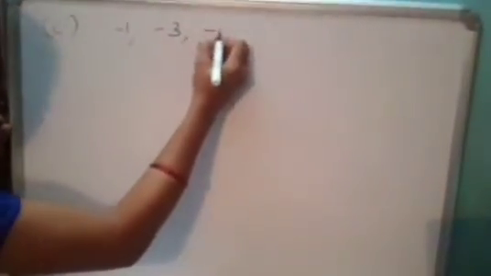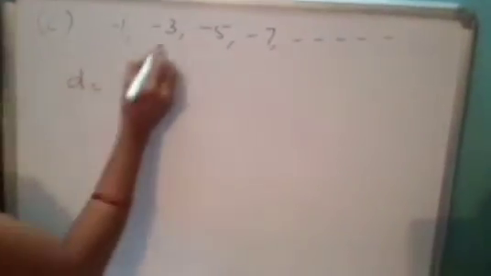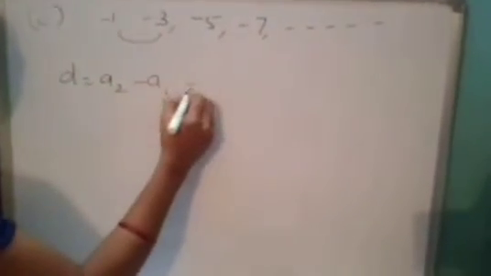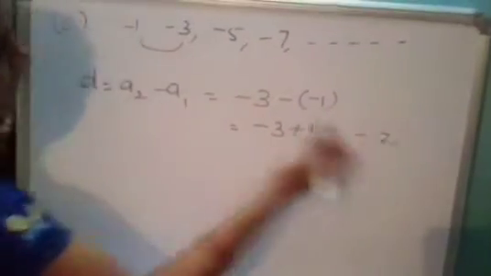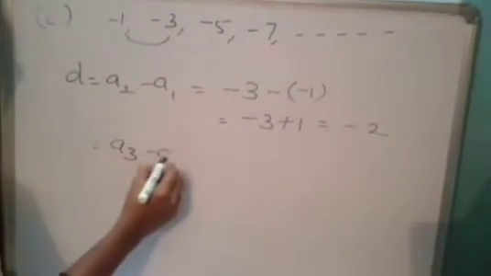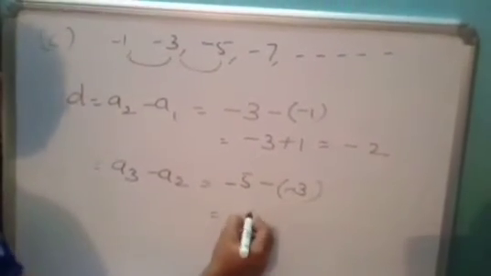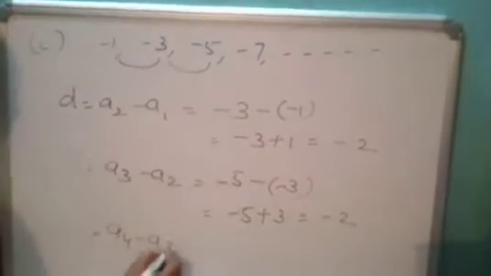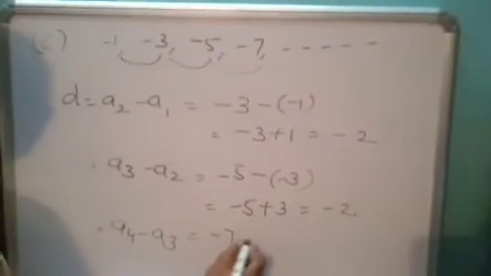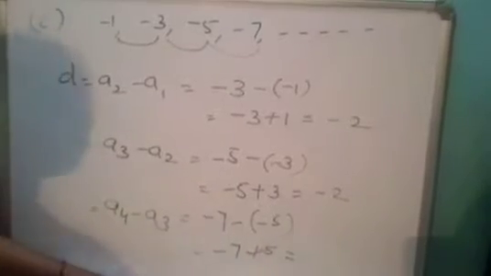Next: minus 1, minus 3, minus 5, minus 7 and so on. In this, common difference d equal to a2 minus a1 equal to minus 3 minus (minus 1), that is minus 3 plus 1 equal to minus 2. And a3 minus a2 equal to minus 5 minus (minus 3), that is minus 5 plus 3 equal to minus 2. Next, a4 minus a3 equal to minus 7 minus (minus 5), that is minus 7 plus 5 equal to minus 2.